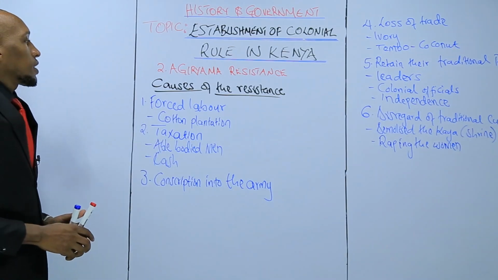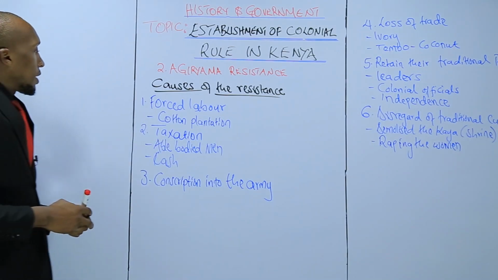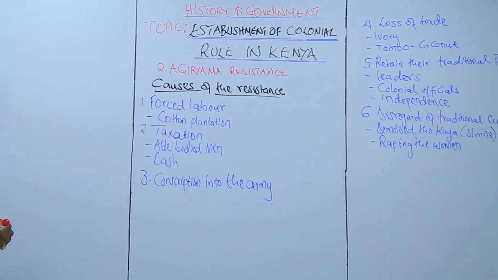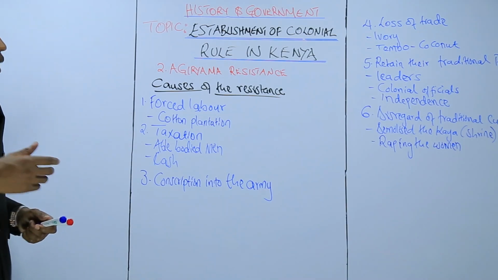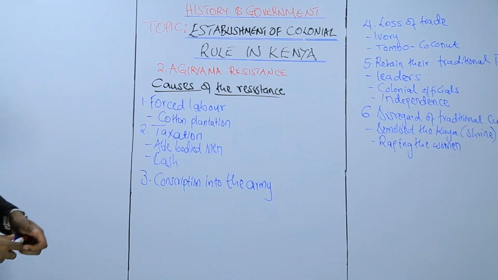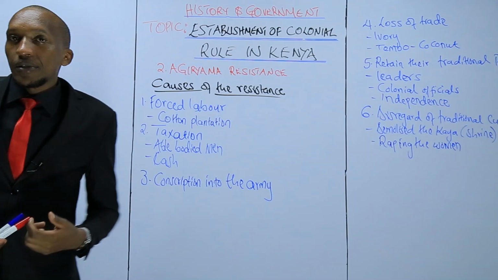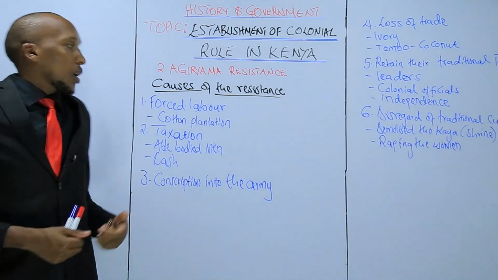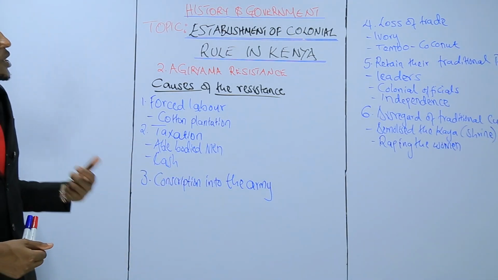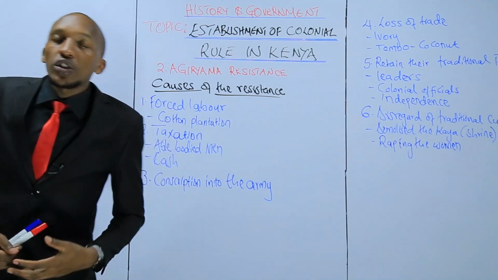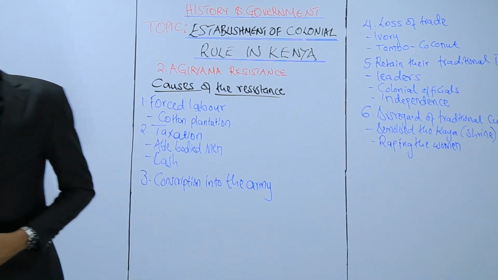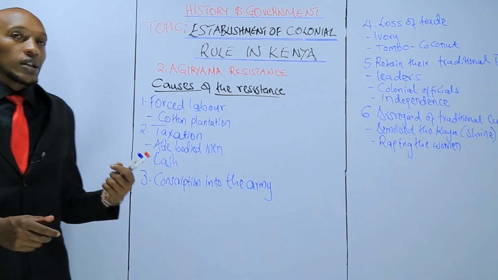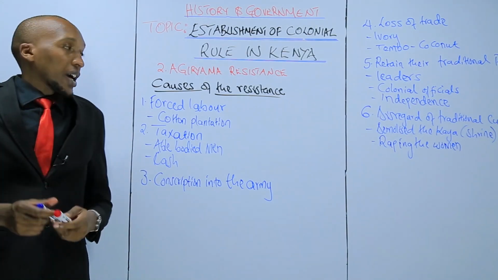I've said number one, that is they had forced labor. Number two, there was taxation upon the people, and then they were forced to be conscripted into the army, that is to go into the World War and support the British. And then there were laws of trade. The trade activities were being interfered with by the British, and they also wanted to retain their traditional leaders. And lastly, the traditional culture was being disrespected by the British.